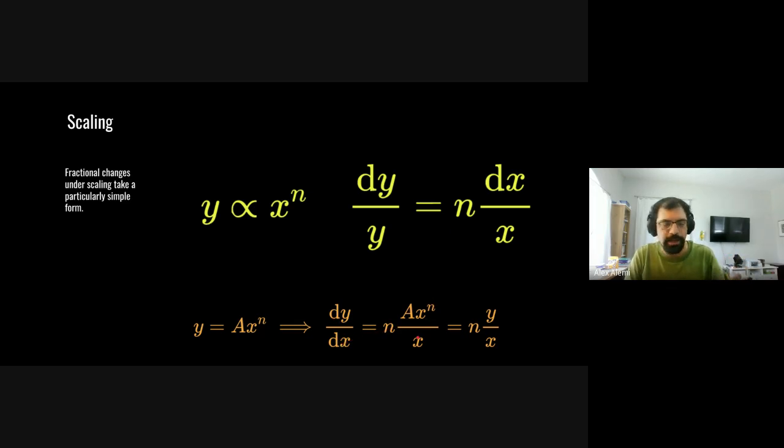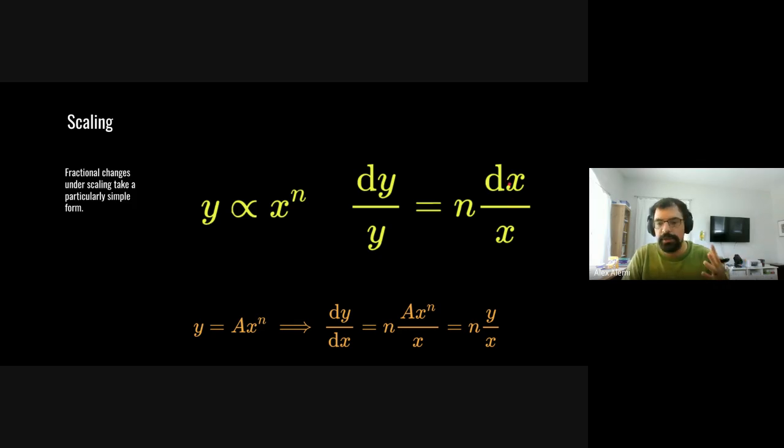That's the way I'm writing x to the n minus 1. And if you solve this, you'll notice that dy/dx is n y over x. That's the same as dy over y is n dx over x. This is a very useful, low entropy way to remember the derivative of a power law. Because what is it telling us? It's telling us that if y goes as x to the n, a fractional change in y is just n times a fractional change in x.